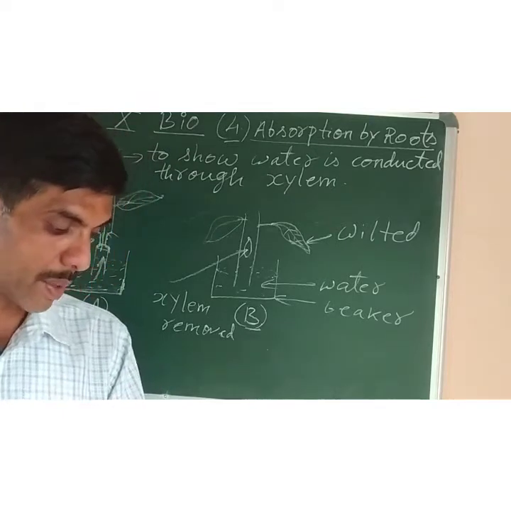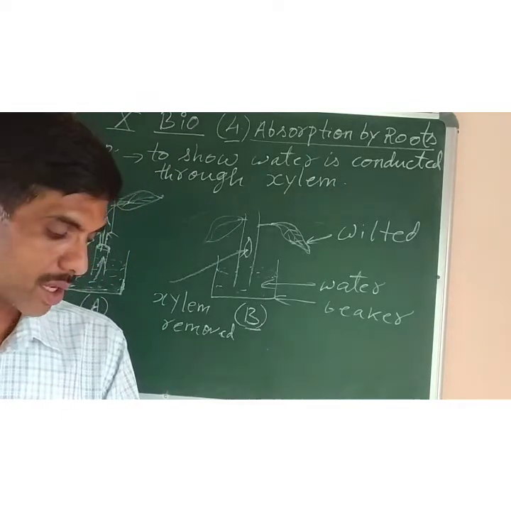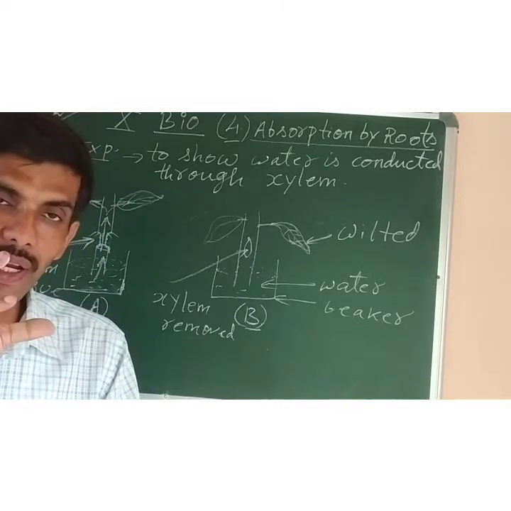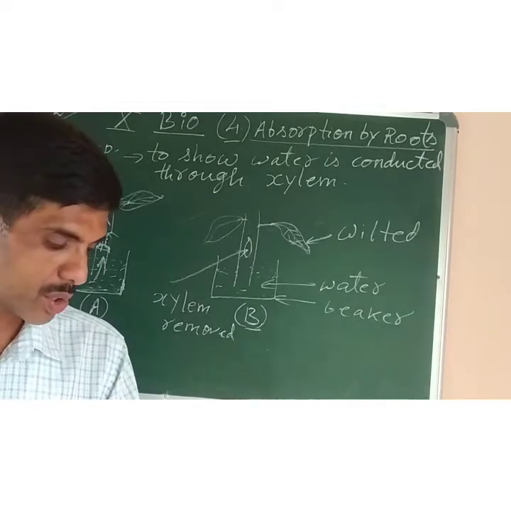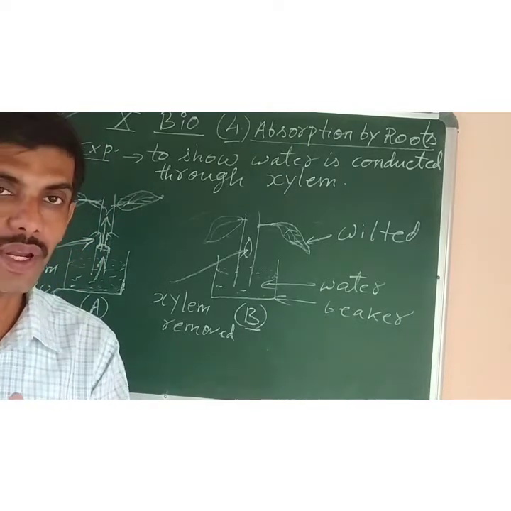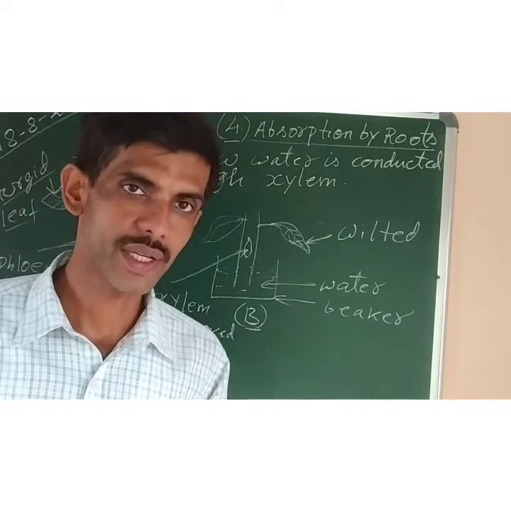Then the 7th and the last one of fill in the blanks. A fully distended cell. A cell when it is fully distended means fully expanded. It is called turgid or flaccid. The correct answer is turgid. A fully expanded cell is called a turgid cell.